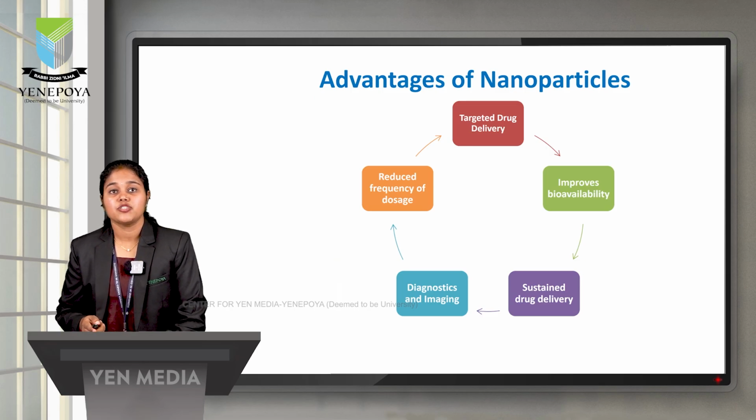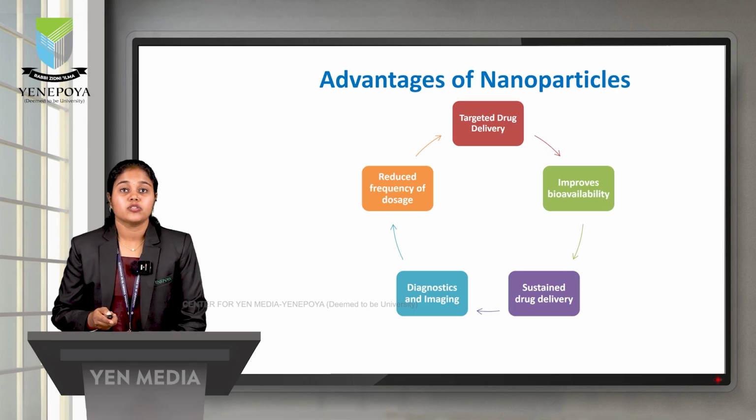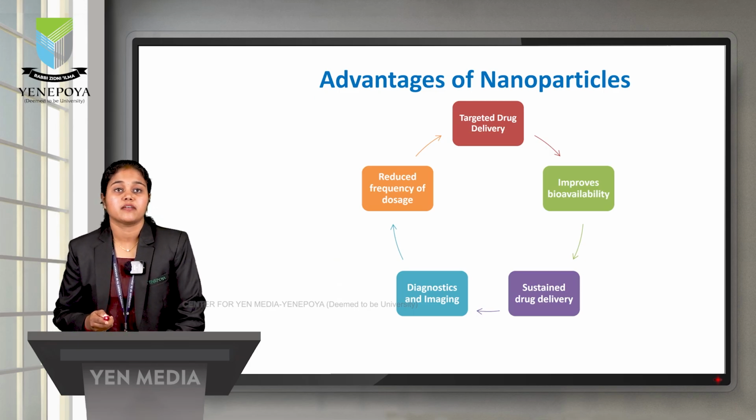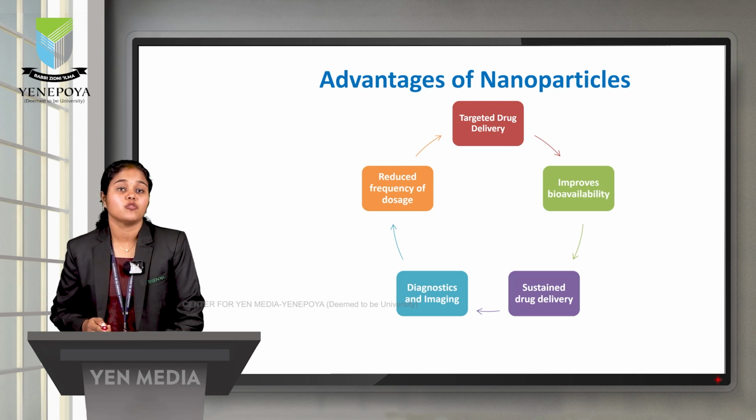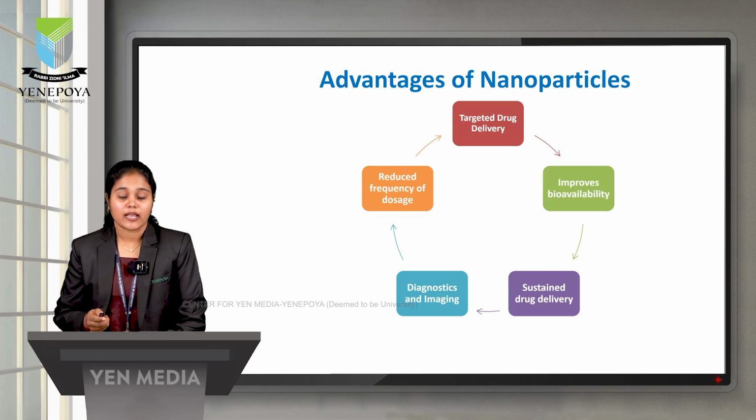So what are the advantages of nanoparticles? I already discussed the advantages of novel drug delivery systems. These are common to nanoparticles also. Targeted drug release, improved bioavailability, sustained drug delivery, diagnostic and imaging purposes, as well as reduced frequency of dosage. So these are the advantages of nanoparticles.